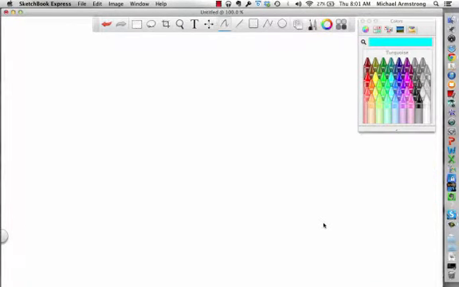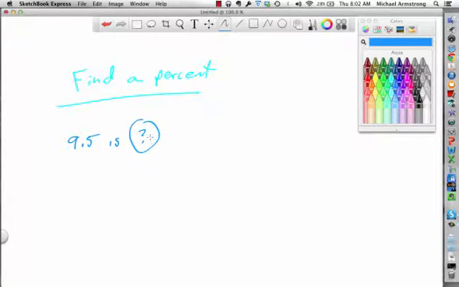All right, let's do another one. Finding a percent. So if we're going to find a percent, okay, they're going to give us different information. This is example number 2. 9.5 is what percent? What percent, 9.5 is what percent of 25? And we're going to use the same formula. We're still going to write it down. A is equal to P times W. And we're going to see that 9.5 is the percent.